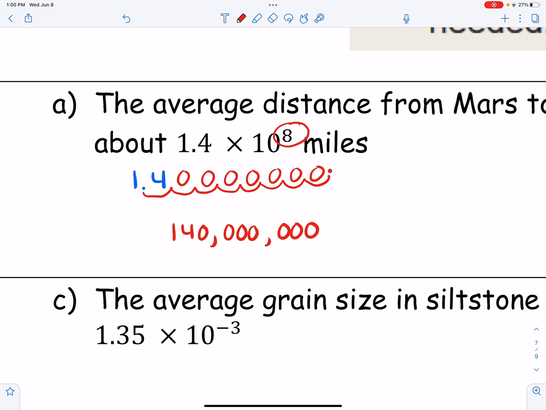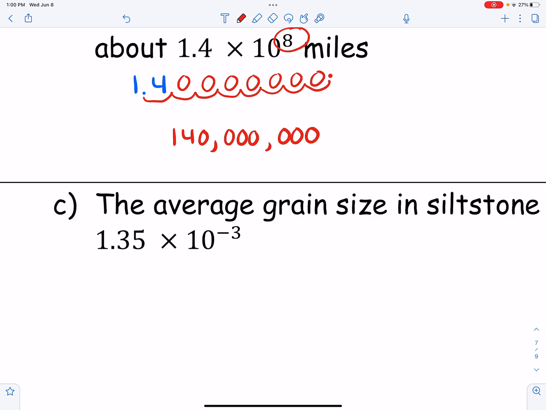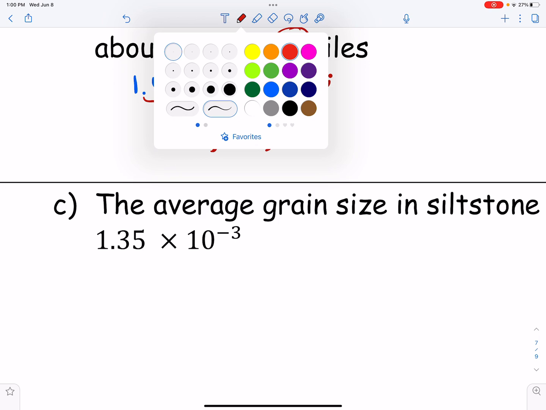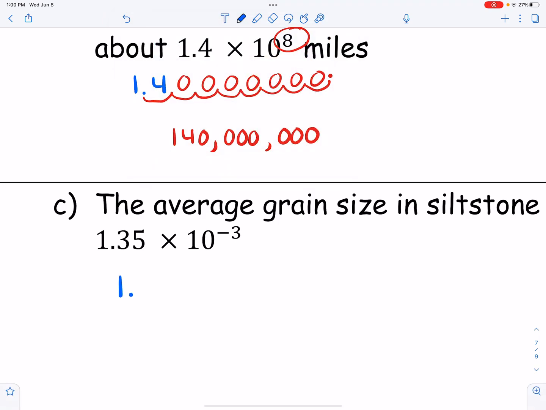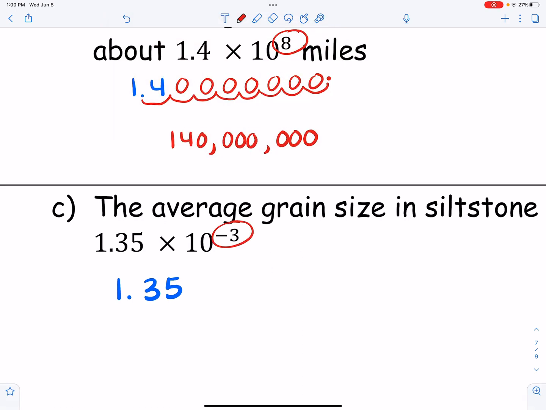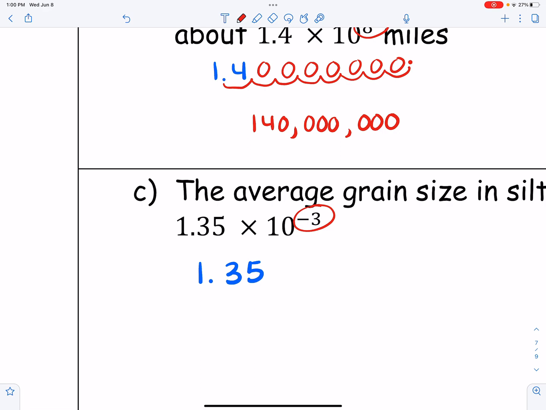All right, if the exponent is negative, then we're just going to go the opposite direction. We're just going to go to the left, right? So this one is 1.35, but the exponent is a negative 3. So we're going to take this decimal, we're going to go 1, 2, 3 places to the left because it's negative. And then again, you always just fill in any empty spaces with zeros.